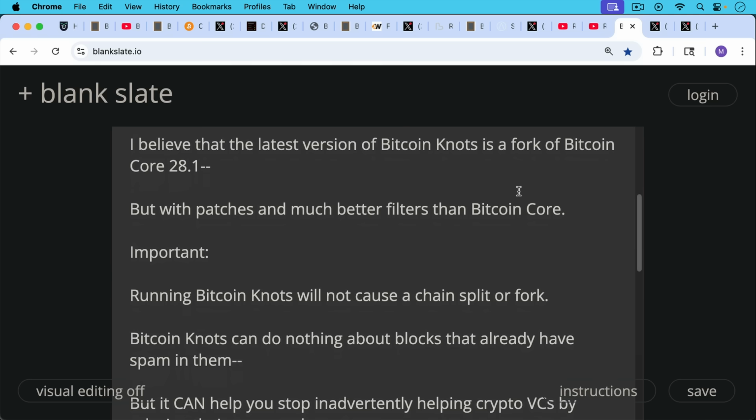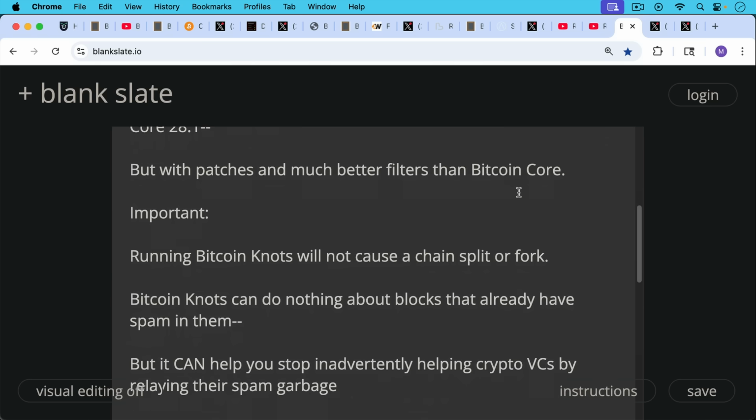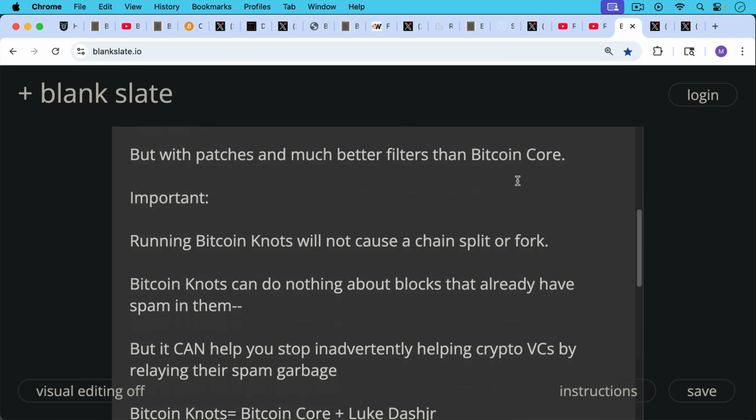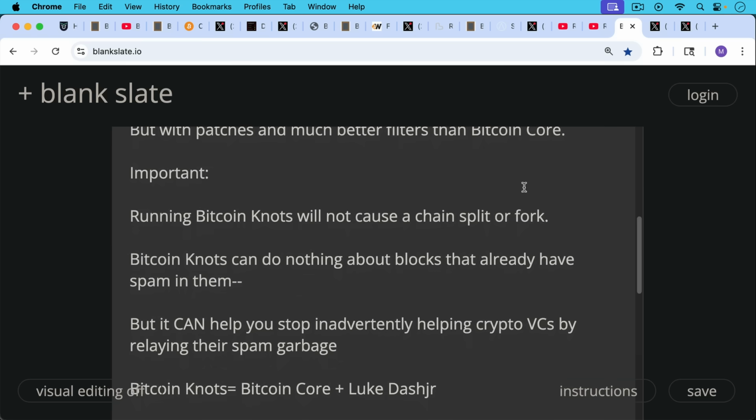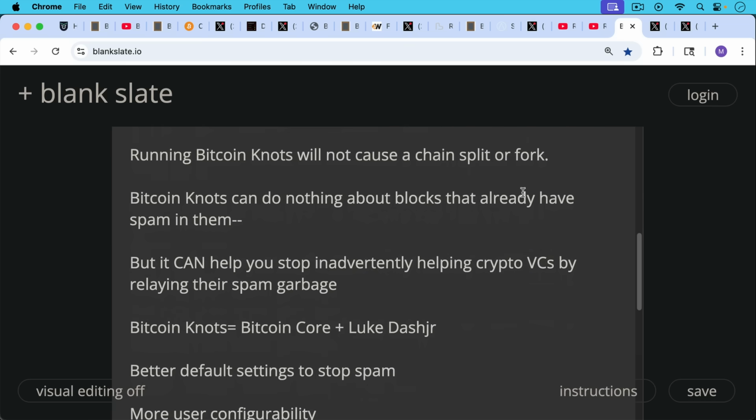Very important to notice, running Bitcoin Knots will not cause a chain split or a fork. We're not trying to fork the network, obviously. Bitcoin Knots can do nothing about blocks that already have spam in them, but it can help you to stop inadvertently helping crypto VCs and other scammers by relaying their spam garbage and putting this unnecessary burden on node runners who don't benefit from spam or non-monetary data on Bitcoin.